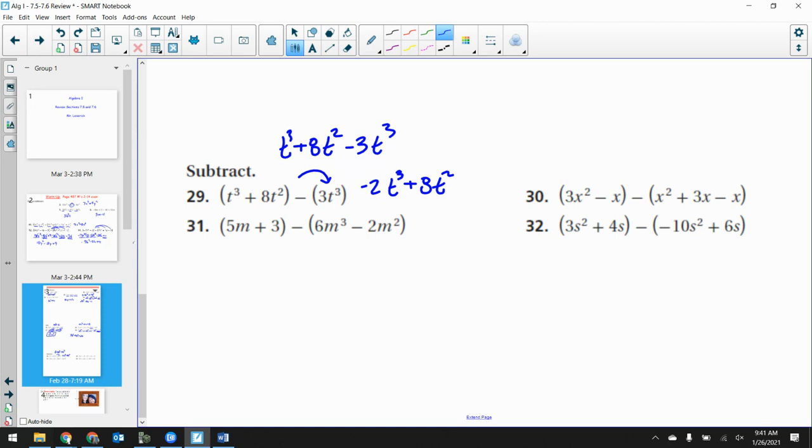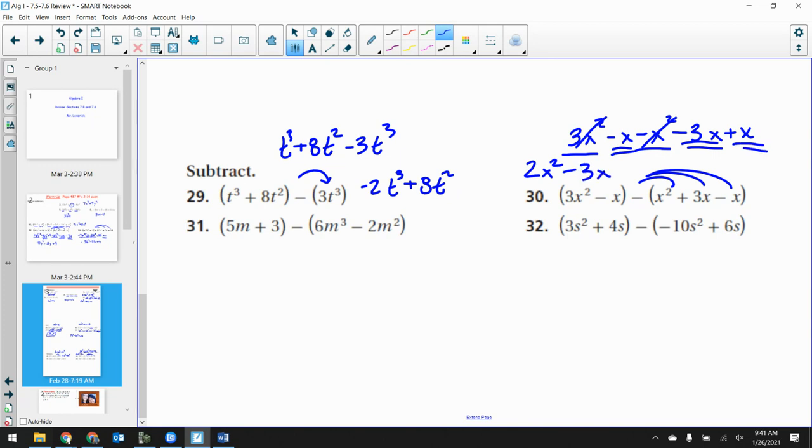Number 30, we distribute in the negative here. 3x to the second minus x squared minus 3x plus x. So we combine here. Here's a 3x squared minus x squared, so 2x squared. Here's a negative x, a negative 3x, and a positive x, so they get a minus 3x. That's my answer. Number 31. You know what, let's keep going here.